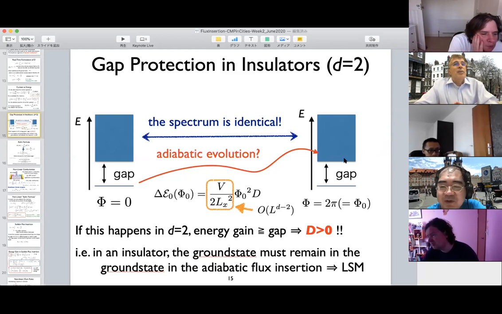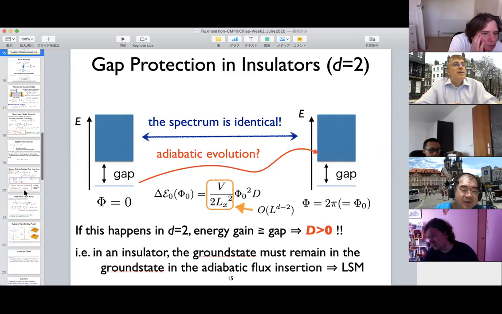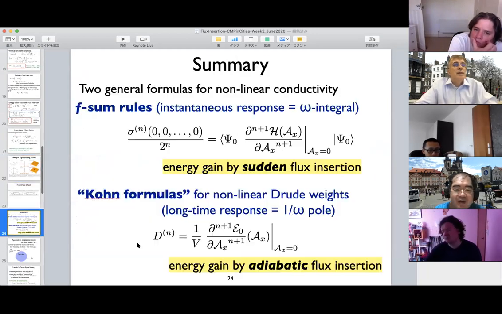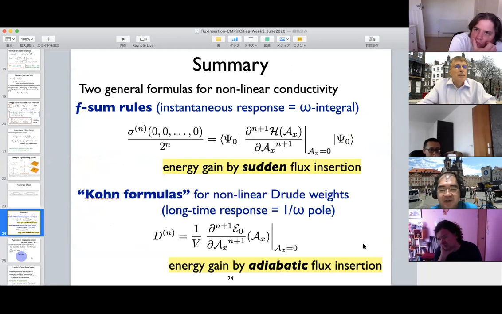Very simple question. In your summary slides, can you comment on the Hellman-Feynman theorem? Okay, yeah, good question. I guess it's related.